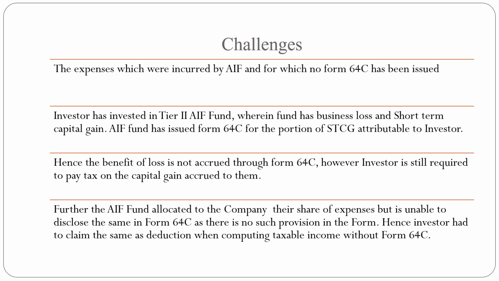So it means that there is an income, there is an expense. There is a provision to pass on only income, and Form 64C is designed in such a way, but there is no provision to pass on expense. Hence, this creates what we call a loss situation to the investor and the AIF. Necessary clarification is required from the government.